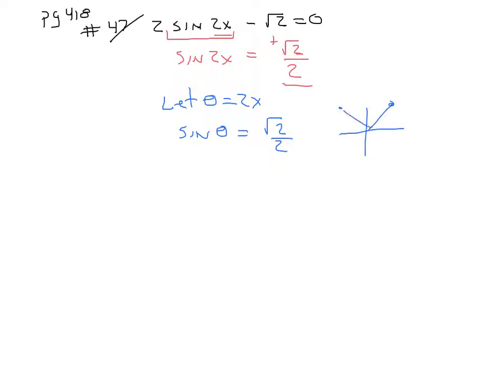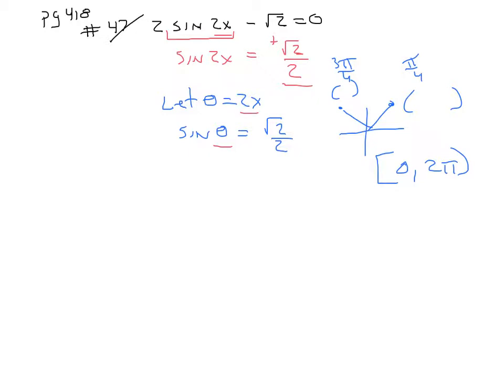Sine is positive in these two quadrants, and so that happens at pi fourth and 3 pi fourths. So luckily the domain on this question was 0 to 2 pi, and so really I found my two spots. The thing is, they did not ask for theta, they asked for 2x.